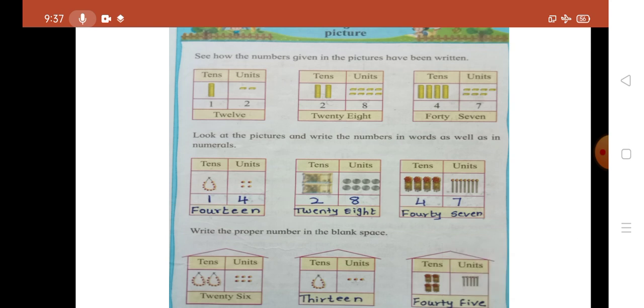Okay students. Then see the next one. Write the proper number in the blank space. See here, first one there is 2 tens and 6 units. So it is written 26. Then in second box here 1 ten and 3 units. So it is written as 13. T-H-I-R-T-E-E-N 13. Then last one 4 tens and 5 units. So it is written as F-O-R-T-Y 40. F-I-V-E 5. 45. Okay students.